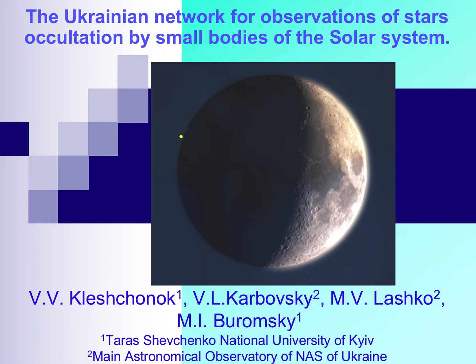Dear colleagues, we present the result of the effort of the Main Astronomical Observatory of the National Academy of Science of Ukraine and the Astronomical Observatory of the Taras Shevchenko National University of Kiev to create the Ukrainian network for observation of star occultation by small bodies of the solar system.